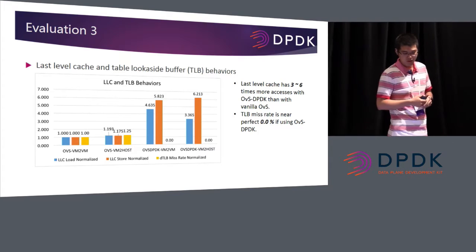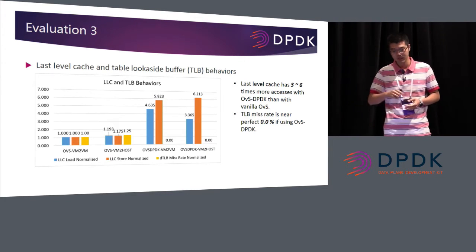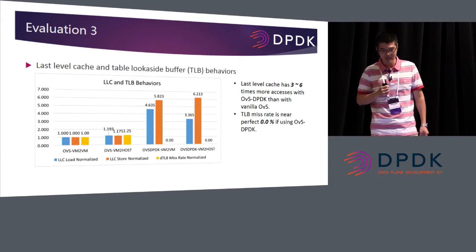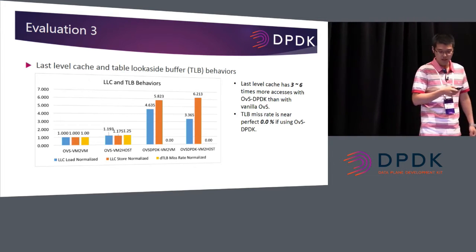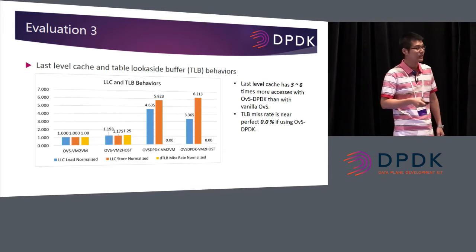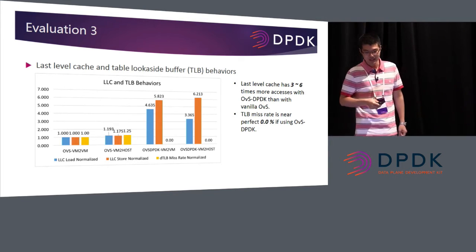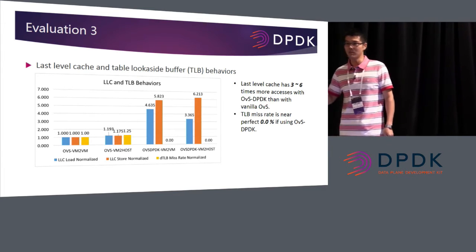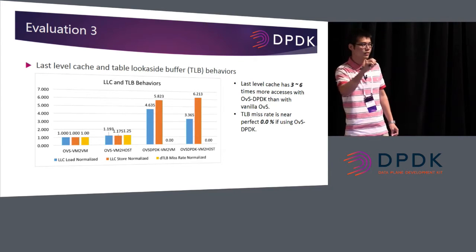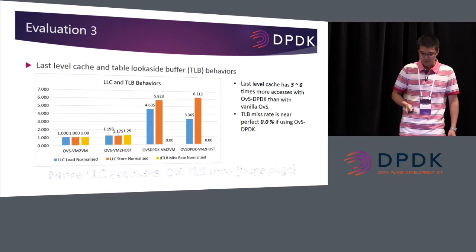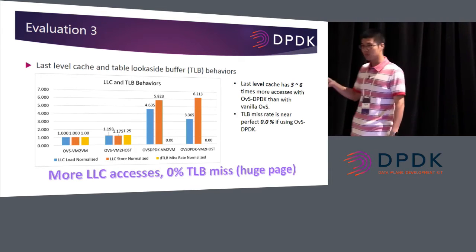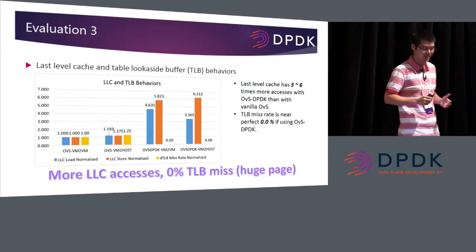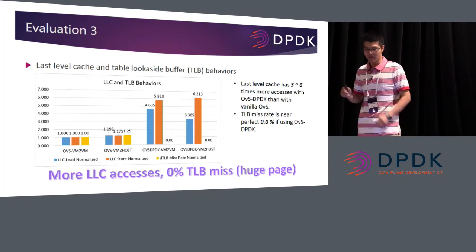Okay, so if we look at the LLC performance, we can observe 3 to 6 times more accesses with the OVS DPDK cases. And if we look at the yellow bars, which stand for the data TLB miss rate, we can see, surprisingly, that if you're using OVS DPDK, the TLB miss rate is almost 0. It's only a little bit over 0, but almost 0. So the key takeaway here is that with OVS DPDK, we will have more LLC accesses, and we will have near 0 TLB misses.